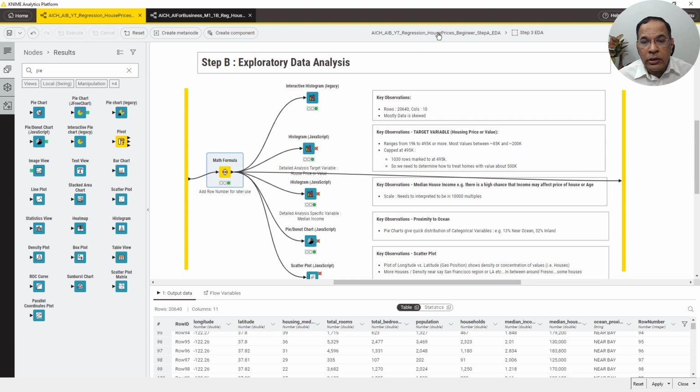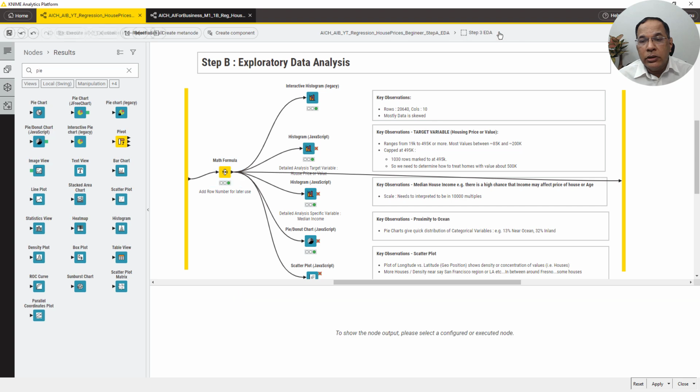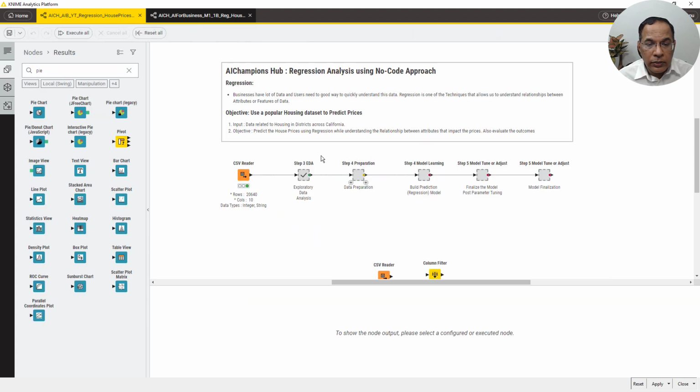Now how do I go back to my original workflow? At the top you will see this ribbon, and I could have another level and so forth. I have not tried that, but essentially you click on this ribbon and then you can go back to the original, right?